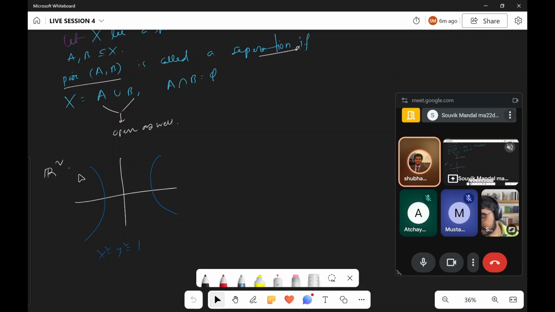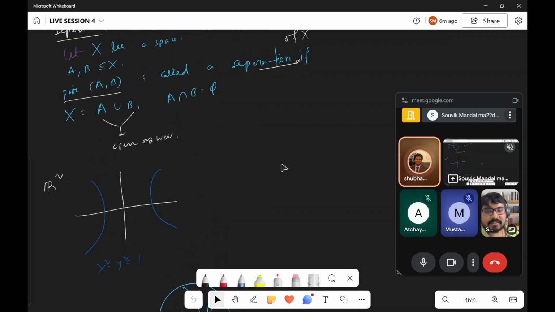Separation means just disjoint pieces. Now the hyperbola has two pieces, when x minus y is 1 and x plus y is 1. Yes, two pieces, but do these two pieces span the full R2? No, not R2. The two pieces span only the hyperbola. But you said the hyperbola is a separation of R2. No, the hyperbola is not a separation of R2.